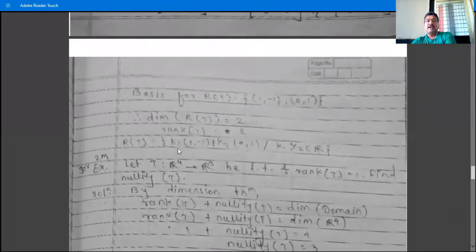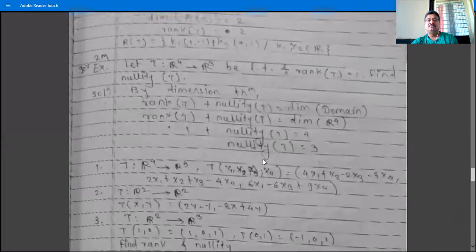If I have to write the range of T, then it is a linear combination of these: k1 times (1, minus 1) plus k2 times (0, 1), such that k1 and k2 belong to R. Or take any two scalars, suppose r and s instead of k1 and k2. So the set of all linear combinations of these two vectors is the range space R(T).